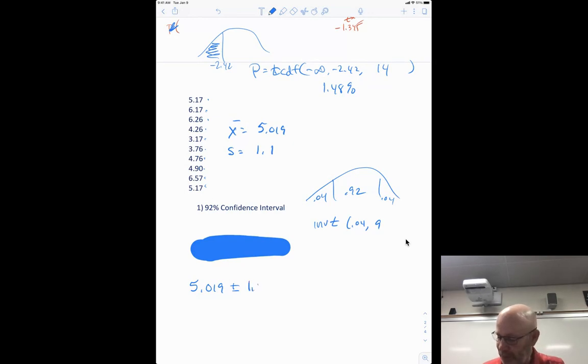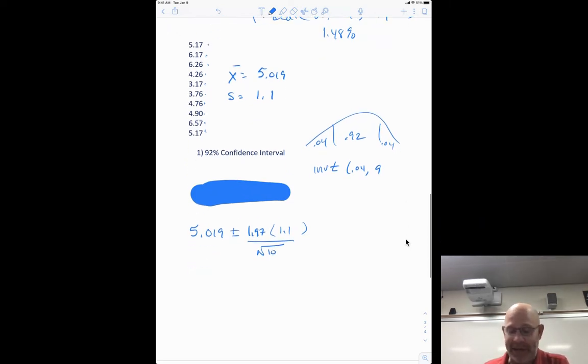1.97-ish. And then we multiply that by the standard deviation of the sample, which is my s now this time, which is the 1.1 divided by the square root of the sample size, which was 10. So there's my interval written by hand, but I can also do it right on my calculator.